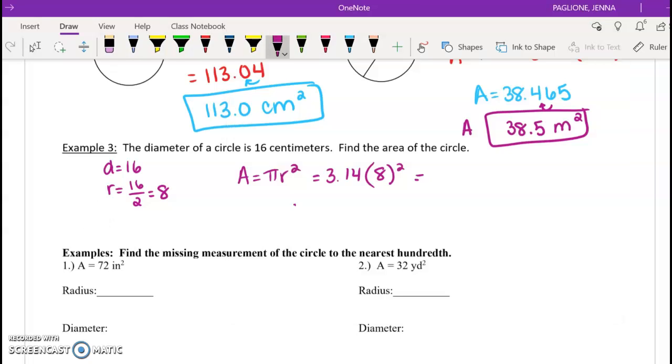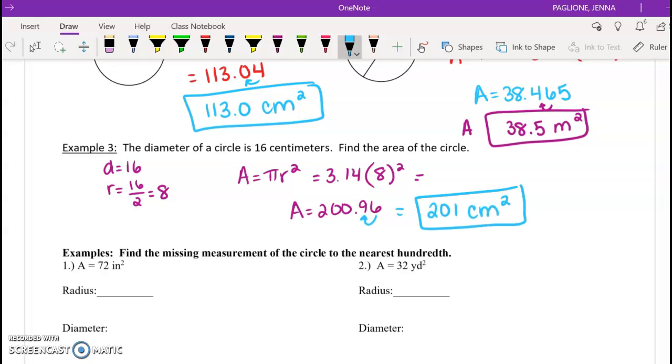200.96. So area is 200.96. I'm going to continue rounding to the nearest tenth. So the 6 is going to round up the 9, but then the 9 ends up rounding to a 10, which adds an extra digit. So it's 201 centimeters squared.